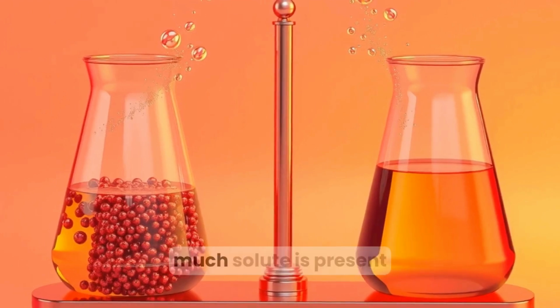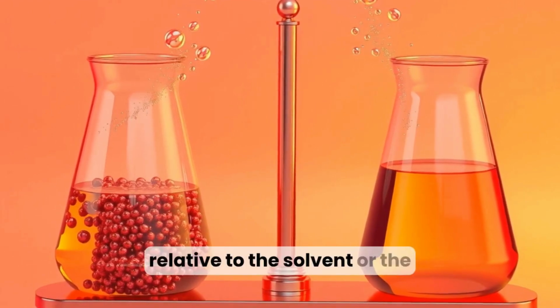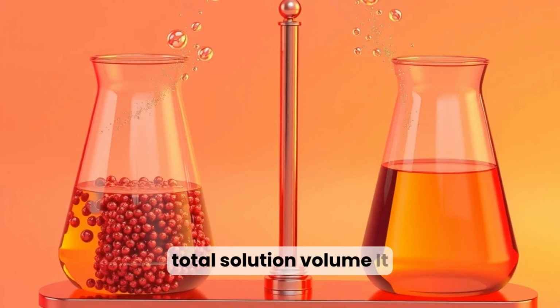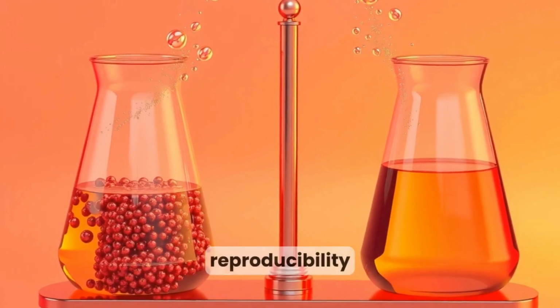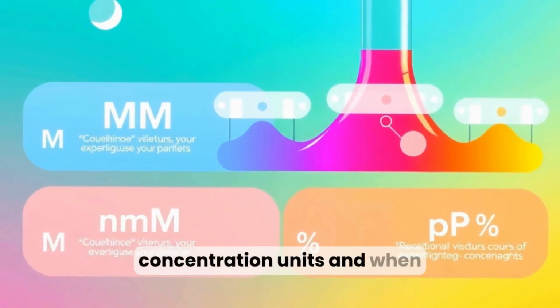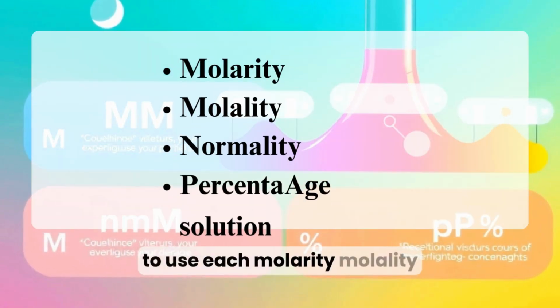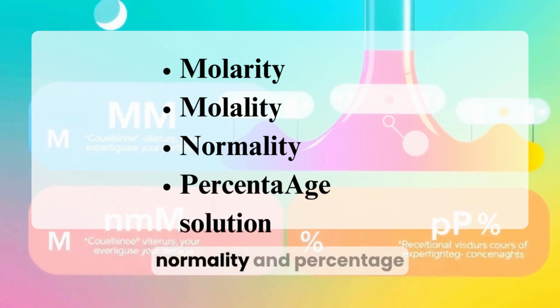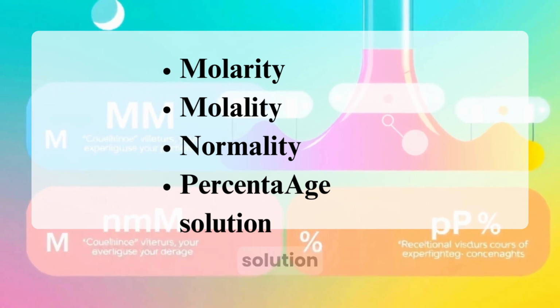Concentration describes how much solute is present relative to the solvent or the total solution volume. It controls reaction rates and reproducibility. We will now introduce common concentration units and when to use each: molarity, molality, normality, and percentage solution.